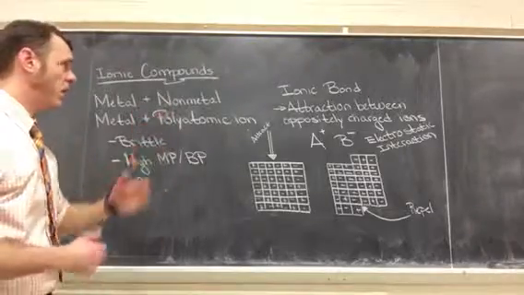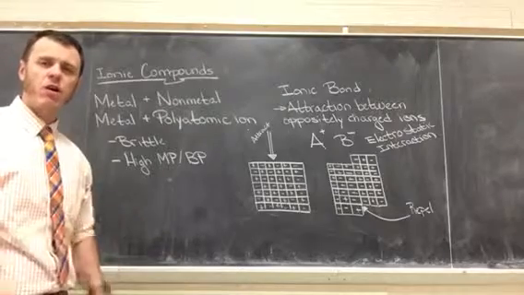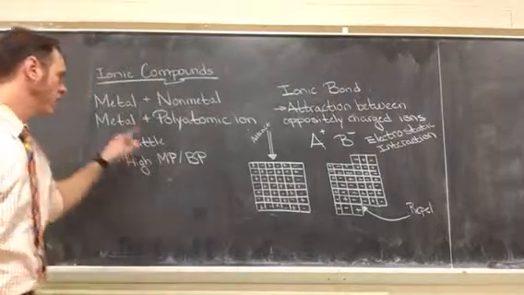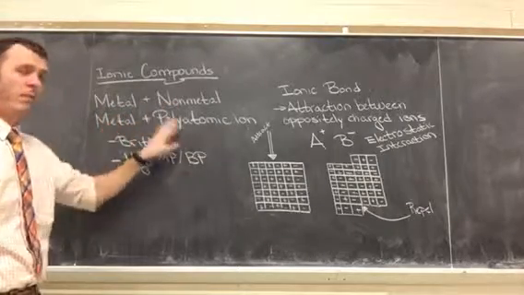All right, welcome to the video on ionic compounds. We're going to be getting started on these, and I put down a hard and fast rule for ionic compounds. An ionic compound is always made between a metal and a non-metal, or a metal and a polyatomic ion.